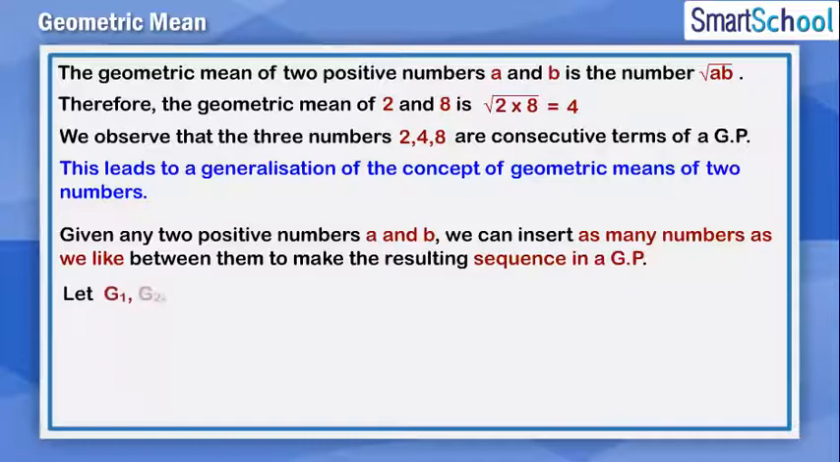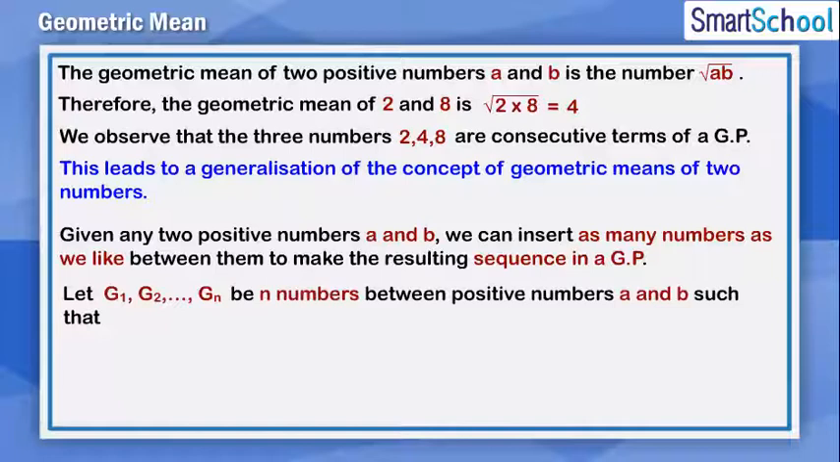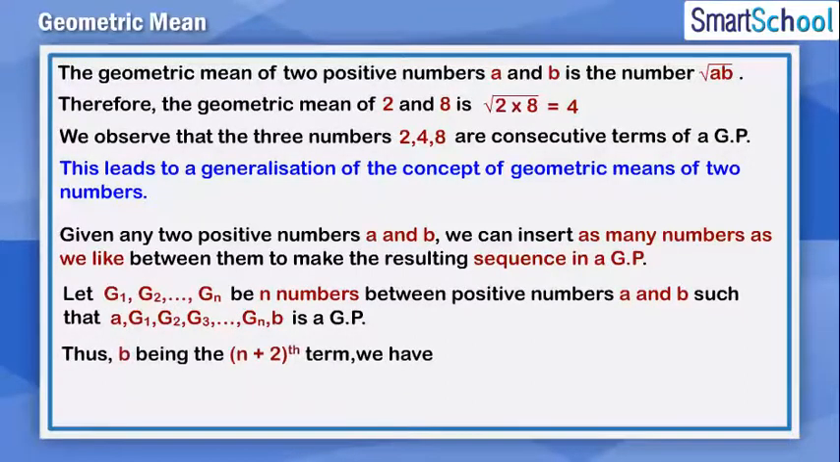Let G1, G2 and so on till Gn be n numbers between positive numbers a and b such that a, G1, G2, G3 so on till Gn, b is a GP. Thus, b being the n plus 2th term, we have b is equal to ar raised to the power n plus 1, or r is equal to (b upon a) raised to the power 1 upon n plus 1.